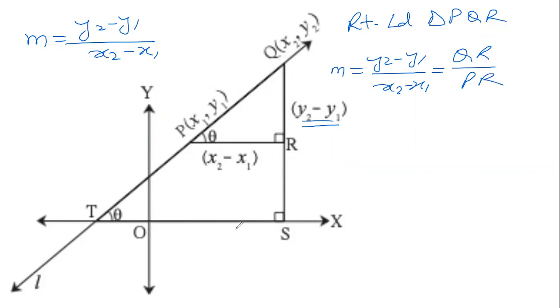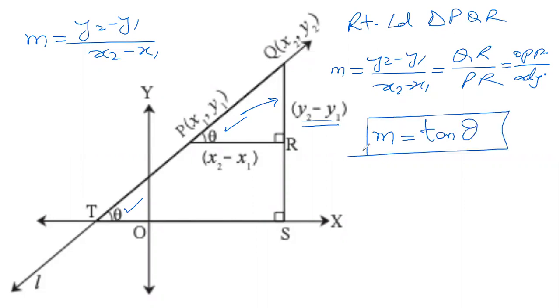Now in this right angle triangle, if the angle made by the line on the positive direction of x-axis is theta, then this is also theta, corresponding angles. Now QR is the opposite side and PR is the adjacent side. So the ratio that we are getting now is opposite side by adjacent side, and we know that this is nothing but the tan function. So we can also say that the slope of the line is tan theta, where theta is the angle made by the line in the positive direction of the x-axis. Simple.